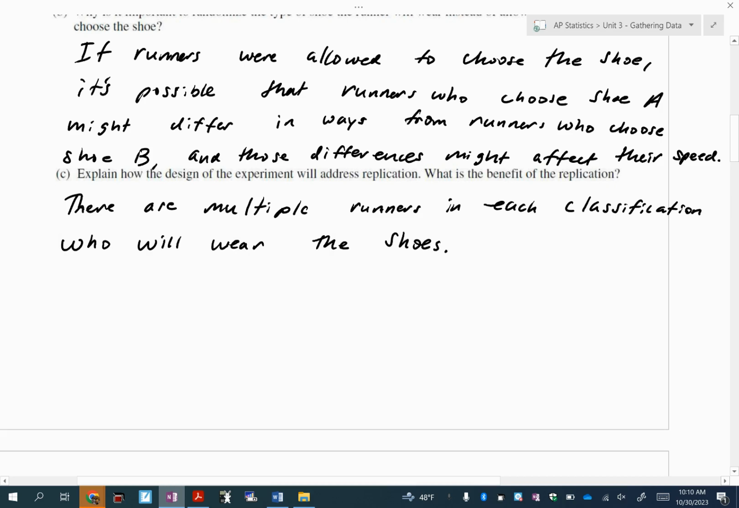Okay. And then in terms of the benefit of it, it's kind of hard to explain this in short terms, but I'll try my best here. If you only use one runner, right, the idea is that runner could have a good day or a bad day, right? If you use 2 runners, 3 runners, 10 runners, 50 runners, in this case, we'll have 25 for shoe A, 25 for shoe B in each classification, I believe. The more runners you have, and looking at a statistic like an average or a median, it's going to help you kind of hone in on what the actual difference would be between these shoes, if there is one.